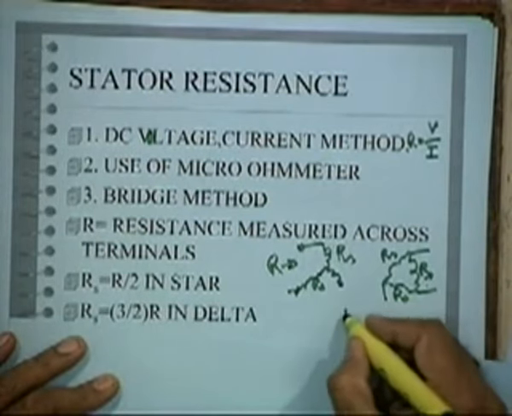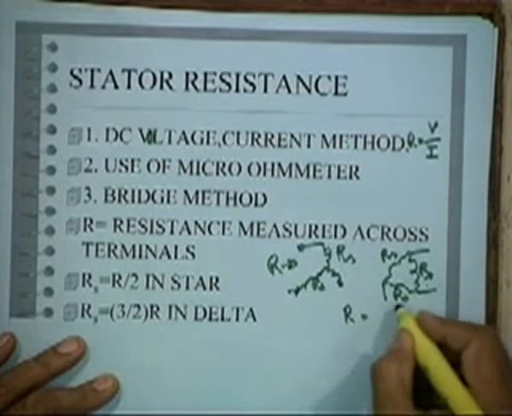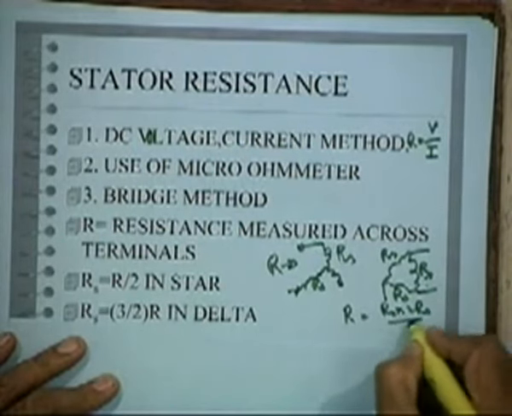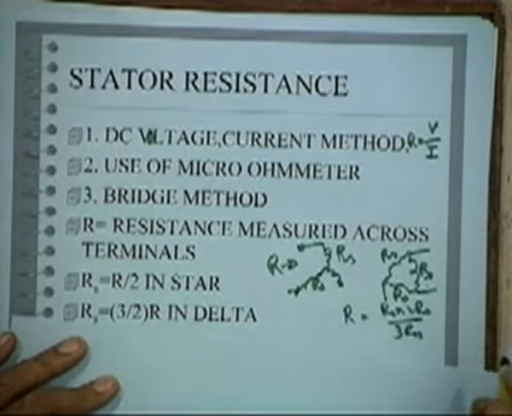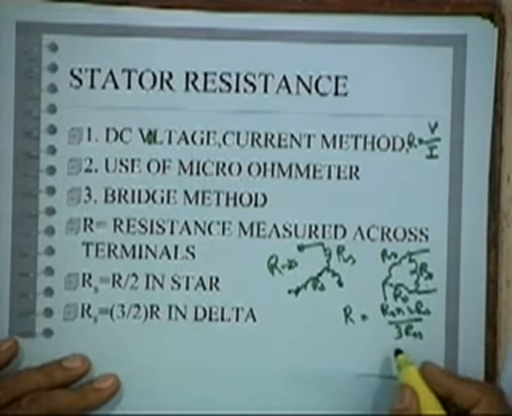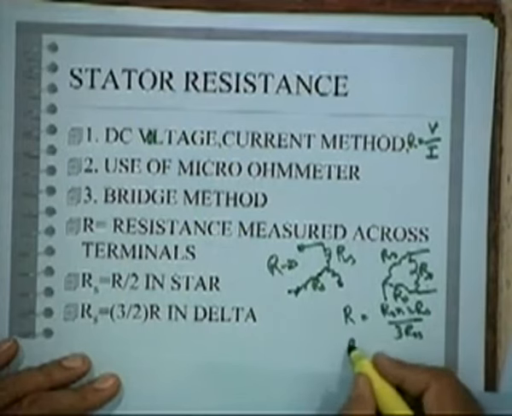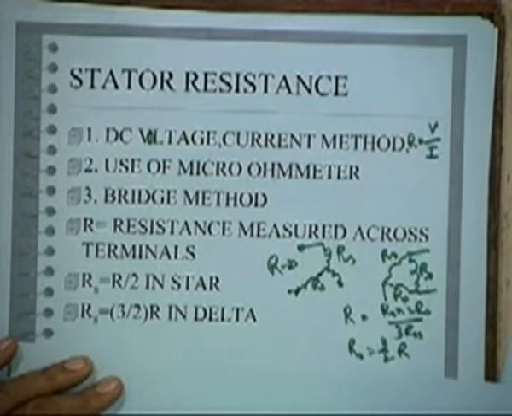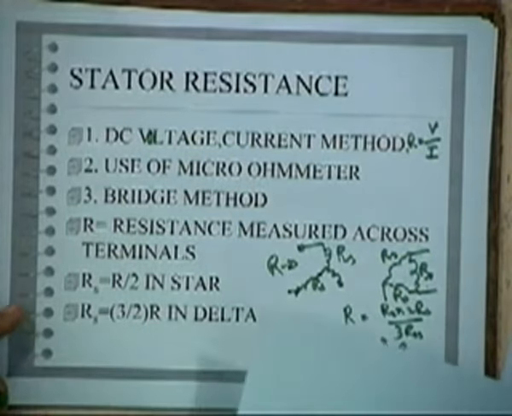Here your R that you measure will be RS into 2 RS by 3 RS, isn't it? So it is 2 by 3 RS. R is equal to 2 by 3 RS, or RS is equal to 3 by 2 R. So how you connect matters.